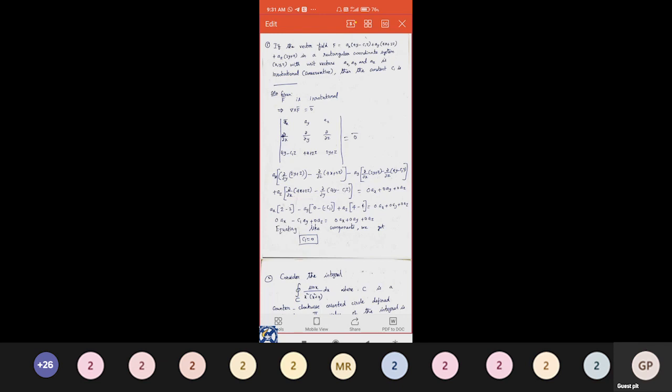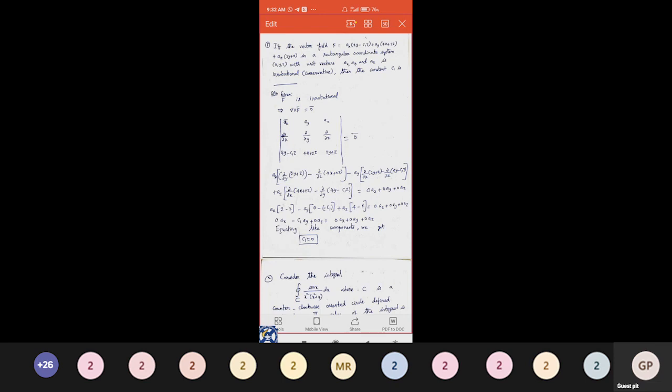On the right hand side, we have 0 ax, 0 ay, 0 az. Now you simplify the left hand side. So minus C1 ay plus 0 az equals 0 ax plus 0 ay plus 0 az. Now we can do this simplification. You can find the C1 value by equating like components on both sides.